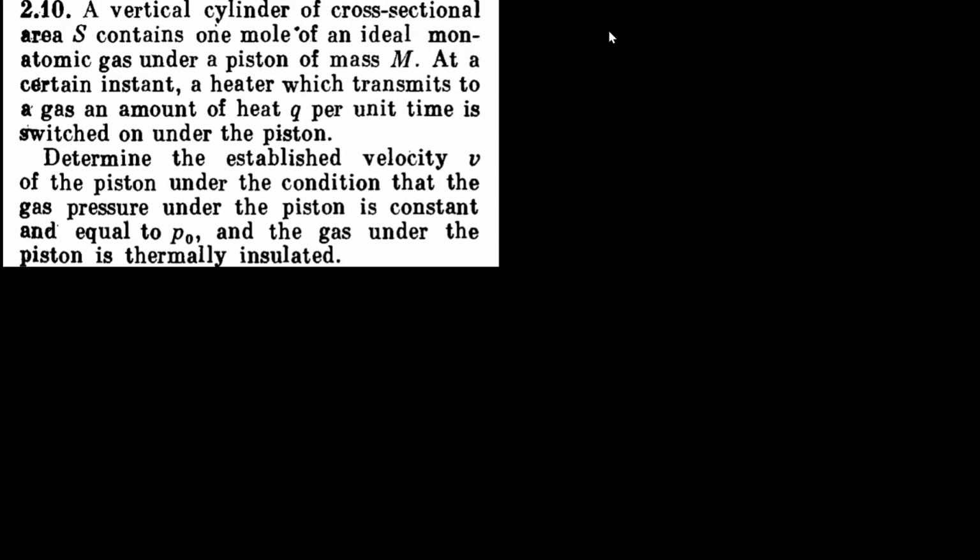This is question number 10 from the thermodynamics section of Krotov, and let's start with the solution of this question. So let's understand what the question says. A vertical cylinder of cross-sectional area S contains 1 mole of an ideal monoatomic gas under a piston of mass m. So here we don't have a negligible mass piston, we have a piston having mass m.